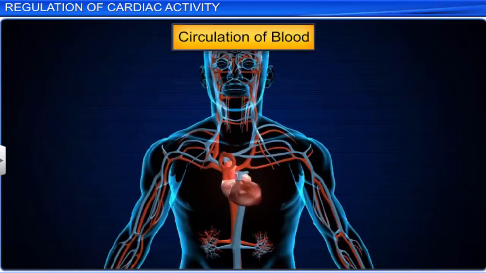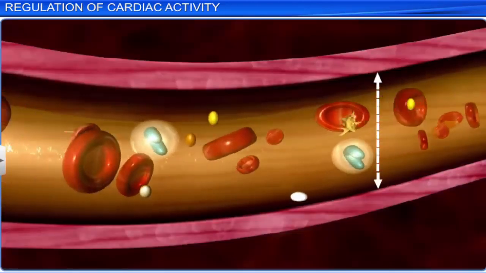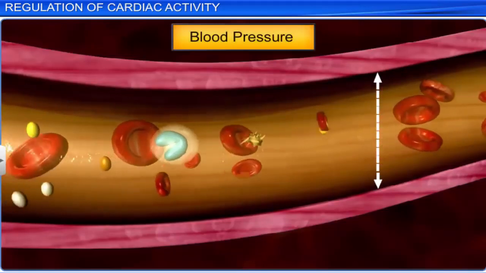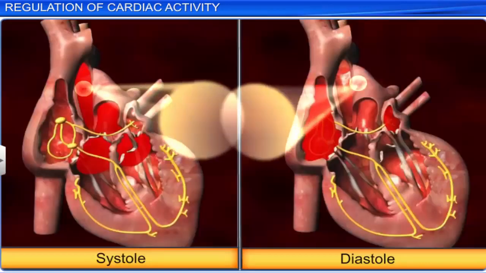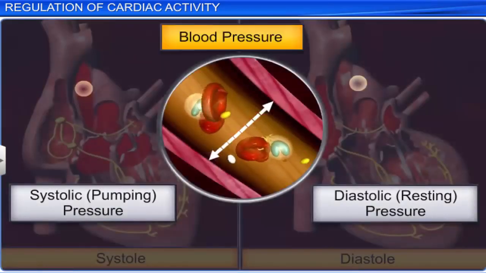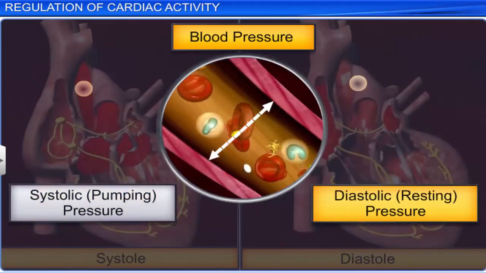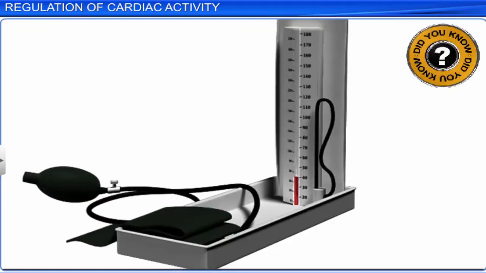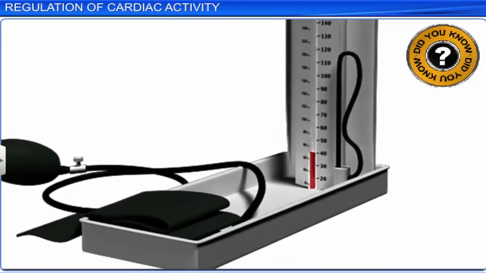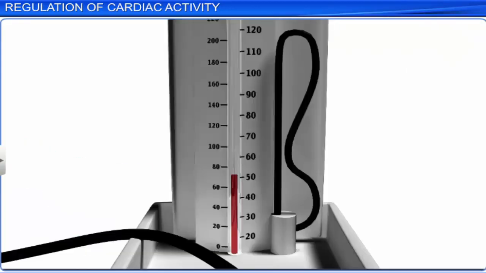During circulation, when the heart pumps, blood rushes through the blood vessels, exerting some pressure on the walls of the blood vessels. This is called blood pressure or BP. The heart undergoes alternate systole and diastole, and hence blood pressure is measured as systolic or pumping pressure and diastolic or resting pressure. Did you know that blood pressure is measured using an instrument called a sphygmomanometer? It measures blood pressure in millimeters of mercury or mmHg.